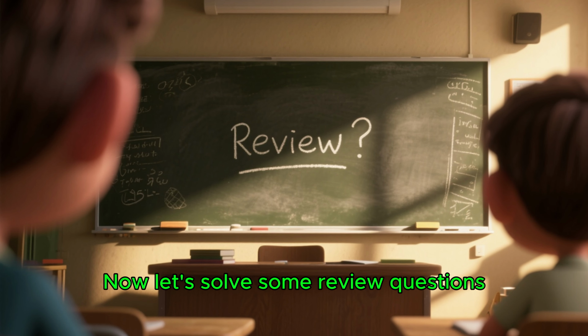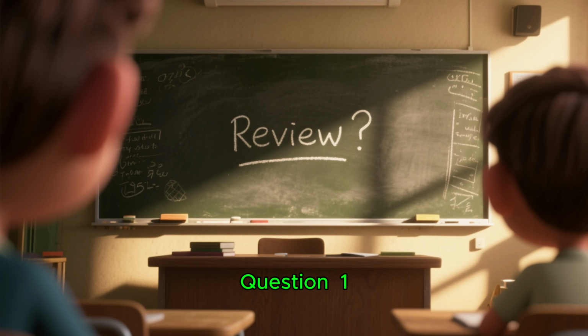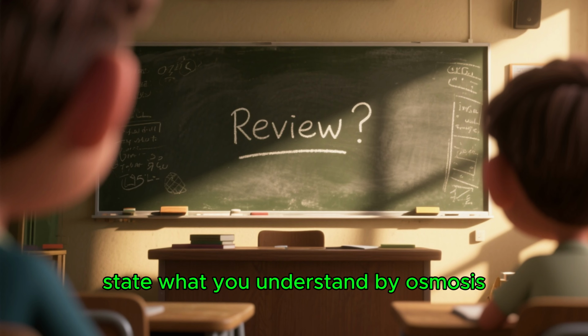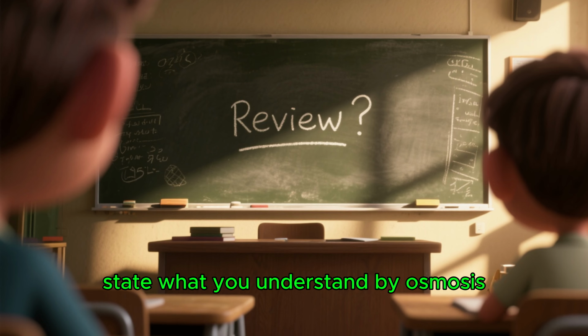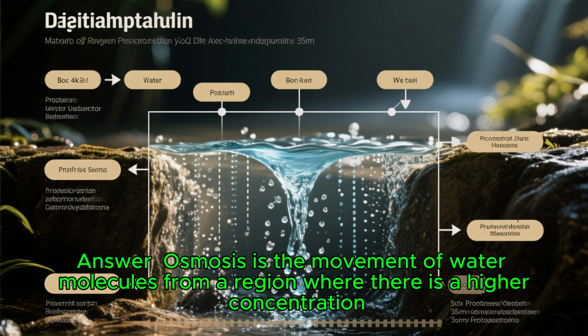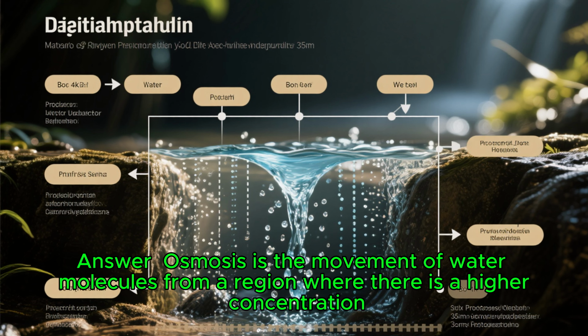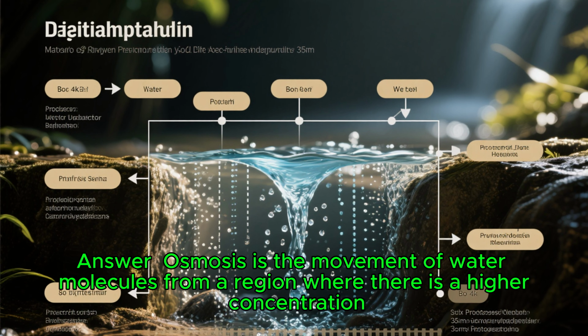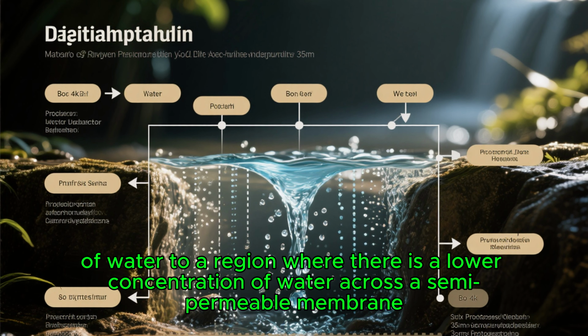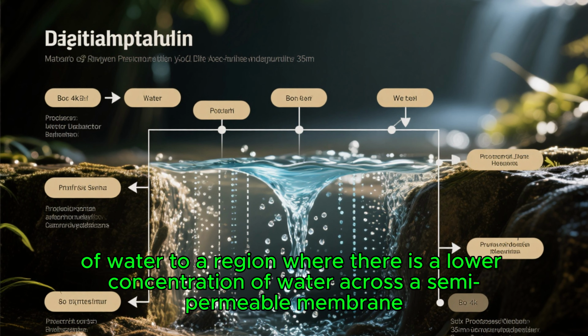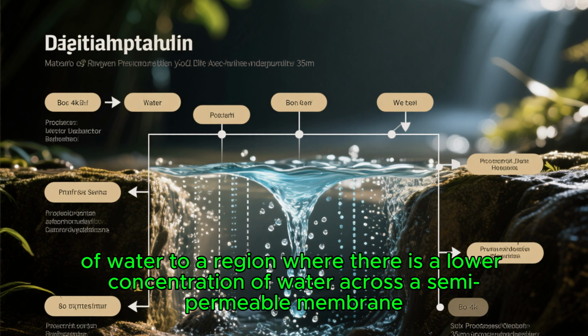Now, let's solve some review questions. Question 1. State what you understand by osmosis. Answer. Osmosis is the movement of water molecules from a region where there is a higher concentration of water to a region where there is a lower concentration of water across a semi-permeable membrane.